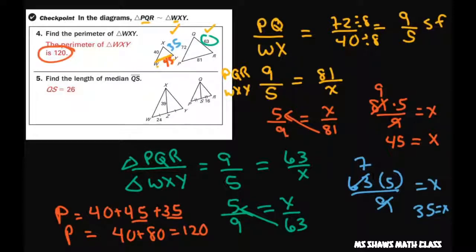And to find the length of the median, you kind of do the same thing. Let's see. The median of this. So if this is 24, this is 24. So we have 16 is to 24 as X is to 39. So I kept the denominators in this triangle. My numerators are this triangle. And you cross multiply and solve, and you will get 26. And that's it.